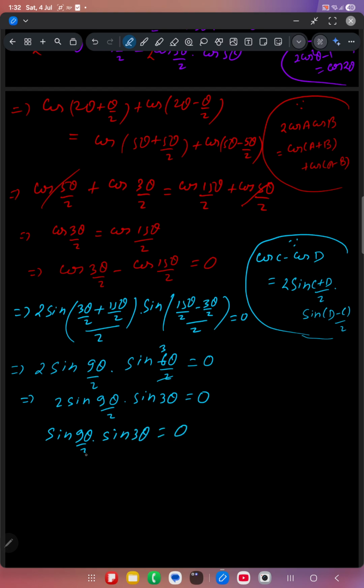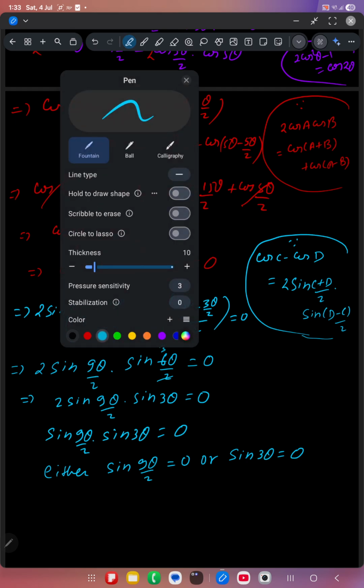This way you are getting two values, because this expression will be 0 if either sin 9 theta by 2 is 0 or sin 3 theta is 0. So two cases, we will discuss one case at a time.